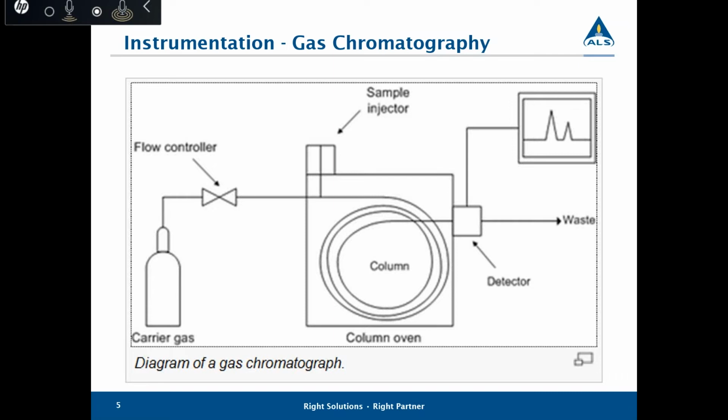As each component exits the column, it is measured by the detector, and this is expressed as a peak at a certain time. The time of the peak, when the component elutes, can be used to identify the component, and the size of the peak determines the concentration. So the bigger the peak, the higher the concentration we have.